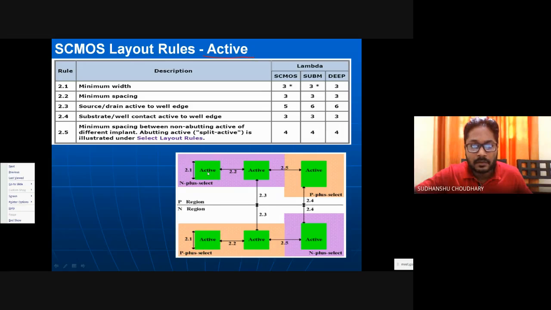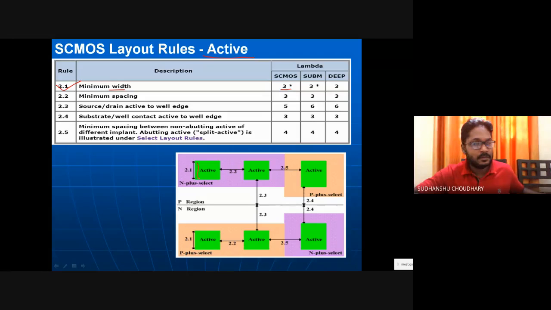So yeah, green region will define this active region, and it also has some minimum design rule. Let us say rule number 1 is that minimum width should be at least 3 lambda. Okay. That is, this minimum width, let us say this is width, this one. So this should be minimum 2 lambda.